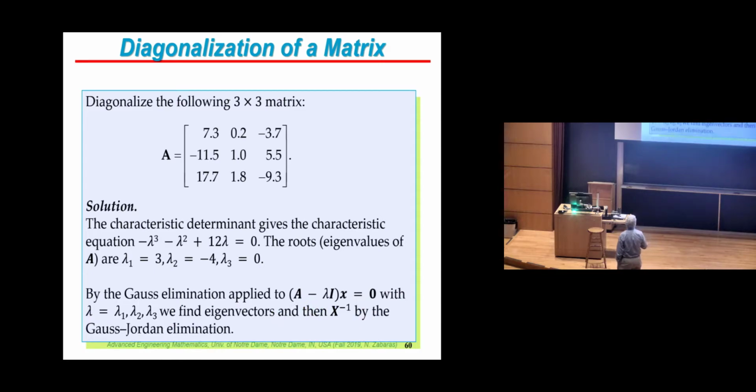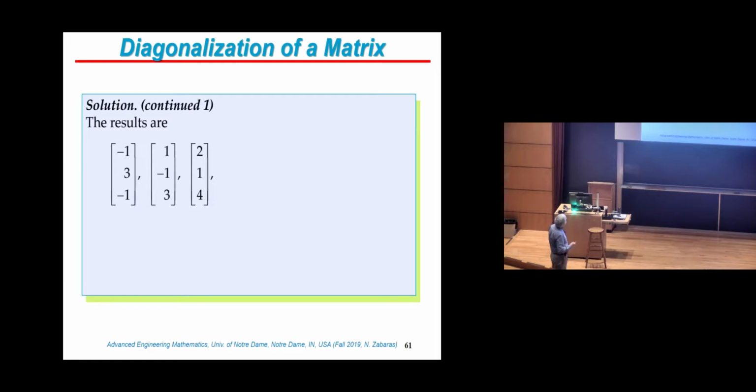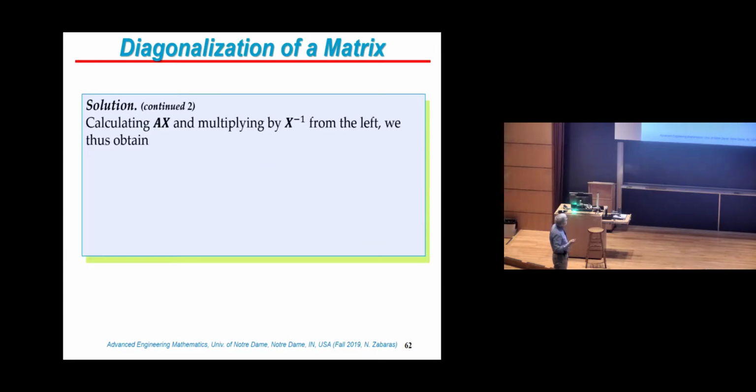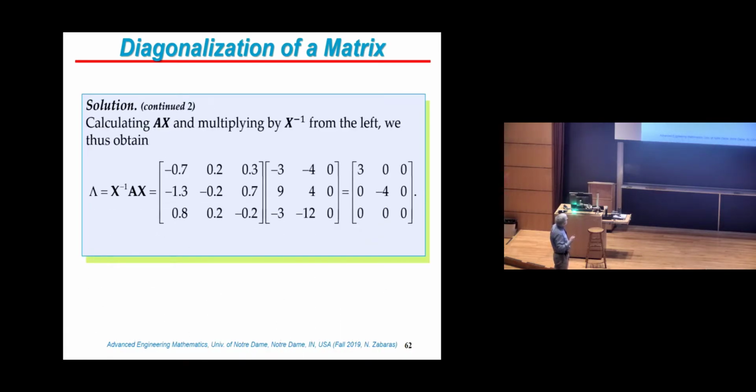All right. So for each eigenvalue, we need to compute the corresponding eigenvector. So it's basically the null space solutions. So there are the 3 eigenvectors. This is my matrix X. This is my matrix X inverse. And there's the answer.